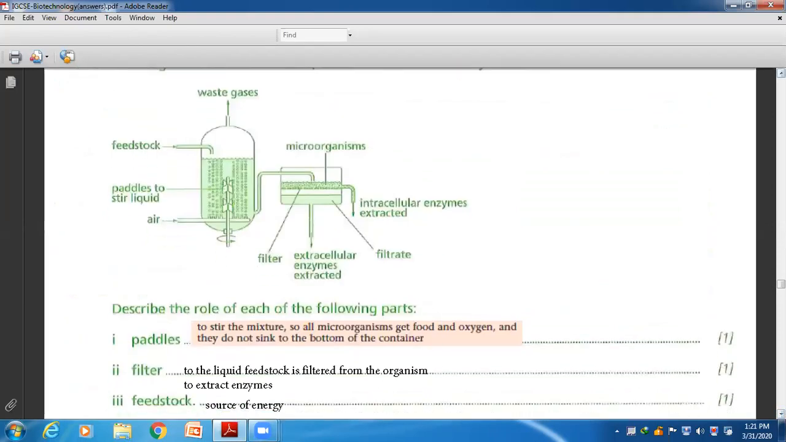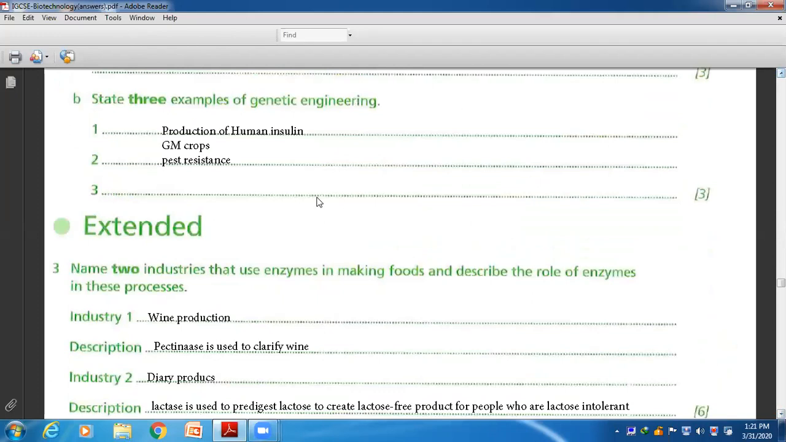Inshallah, in the next class, I will go into detail on the topic of the fermenter. Here is a question: name two industries that use enzymes in making food, and describe the role of enzymes in these processes.